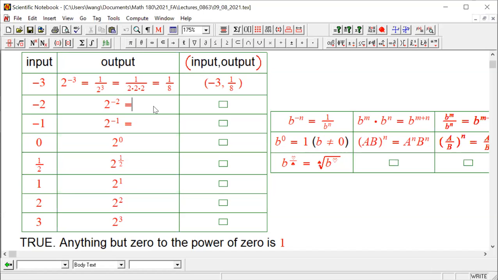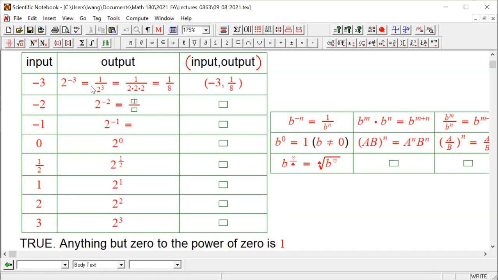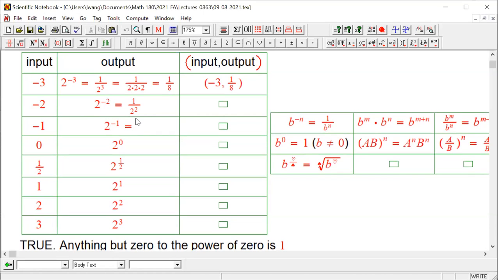One-fourth, 1/4. Very good. So it's 1 over 2 squared. 2 squared is 2 times 2, and that's going to be 1 over 4. So that pair, input is -2, output is 1/4. Interesting, huh? The input is negative, the output is positive.